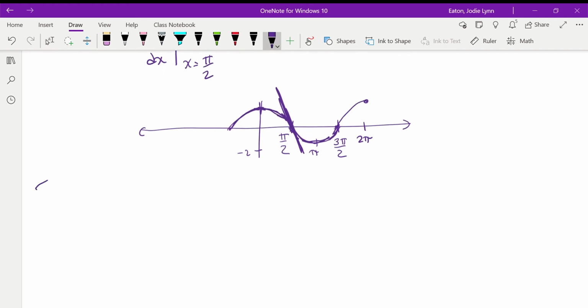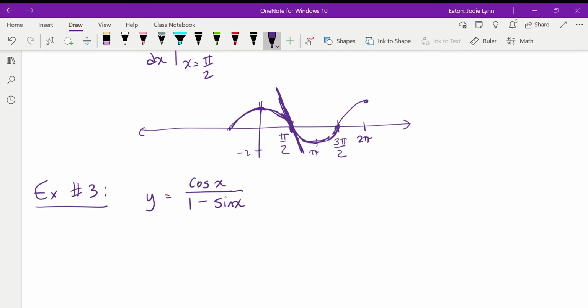All right, example number 3. We have y equals cosine x over 1 minus sine x. So nothing we can do about the 1 minus sine x. We unfortunately are going to have to use our quotient rule. Okay, so let's see if we can do this.